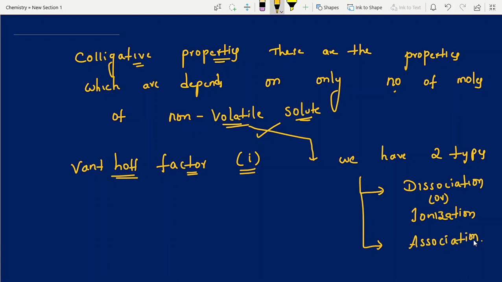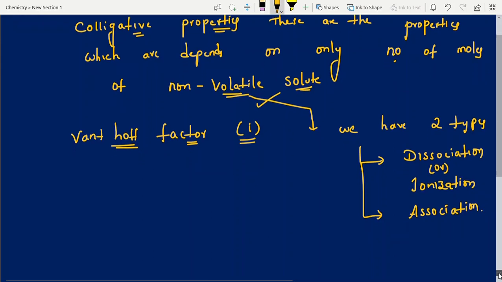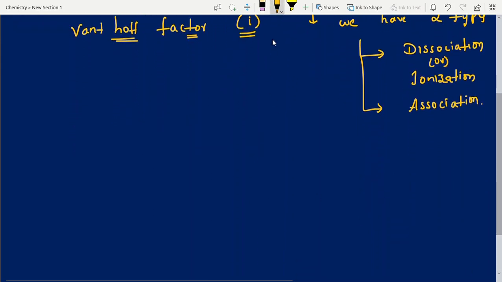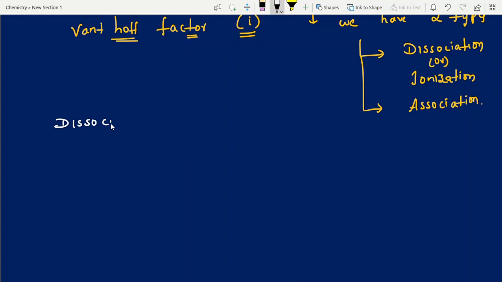So let me discuss first when particles dissociate and when they associate. Suppose, look into this, salt you can take, sugar you can take. Salt I am taking. First, before that, I am giving some important points to you students. First, write down dissociation type, or also call it ionization.